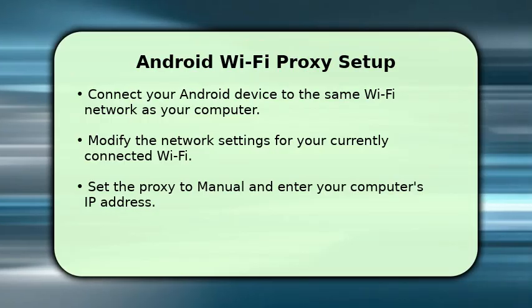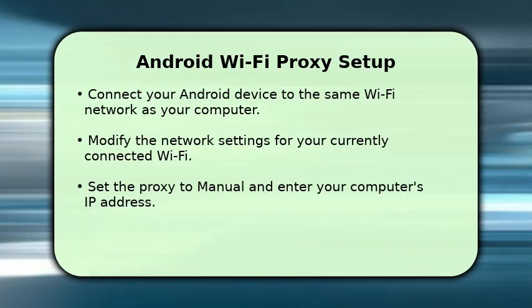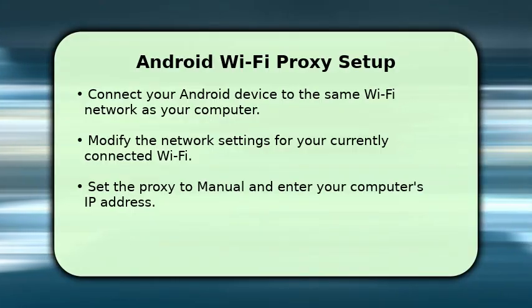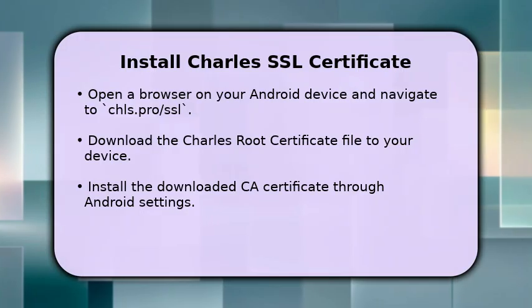Ensure your Android phone or tablet is connected to the exact same Wi-Fi network as your computer running Charles. Go to your Android's Wi-Fi settings, long press on your connected network, and select Modify Network. Expand Advanced Options, change the proxy setting to Manual, and input your computer's IP address as the proxy hostname. For the proxy port, enter 8888, matching your Charles desktop setting. Save these changes.